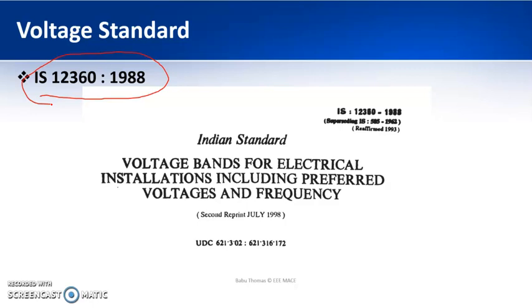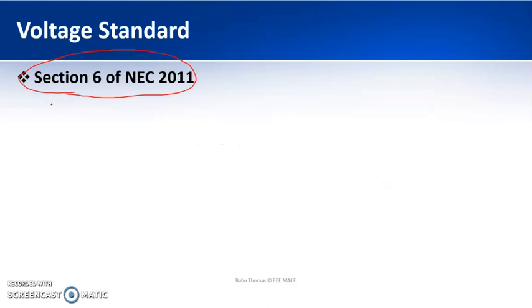A lot of amendments have come into this particular IS standard. So if you read through those amendments, you can see what changes have been incorporated. And at a certain point of time, we can also see certain amendments were kept on hold. So what we are going to discuss is what is prevailing now in our country. From this IS 12360, the National Electrical Code has taken the standard values, and Section 6 of NEC 2011 is discussing the standard values of voltage and frequency prevailing in India.